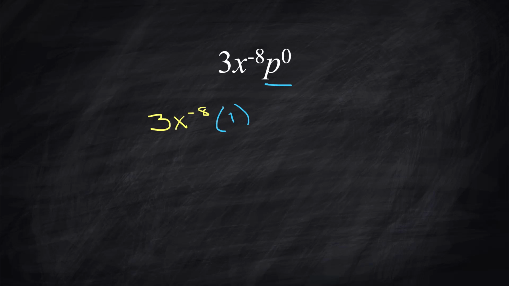Now we know we're going to flip that negative exponent into a fraction. So I'm going to rewrite 3 as a fraction as well. 3 over 1 times 1 over x to the 8th. Make sure you drop that negative off that exponent when it goes to the denominator. Multiplying straight across, we get 3 over x to the 8th power.